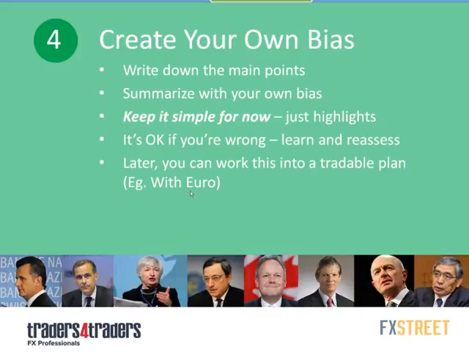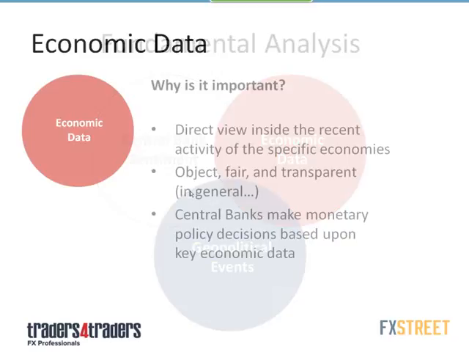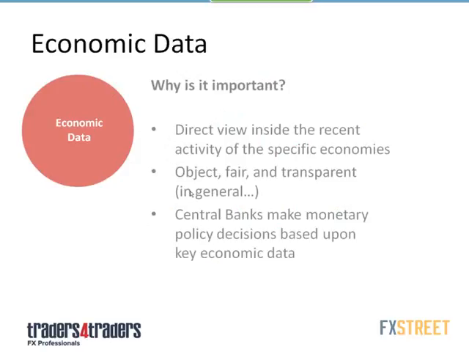All right, so we just covered the central bank sentiment. Now let's move on to the economic data, and then we'll move on to the geopolitical events. Economic data, why is it important? It's a direct view inside the recent activity of the specific economies you're considering. For the most part, it's objective, fair, and transparent. The data coming out of China, it's very objective to say that's probably not fair and transparent. The numbers have been skewed, and that seems to be a consensus around the globe.